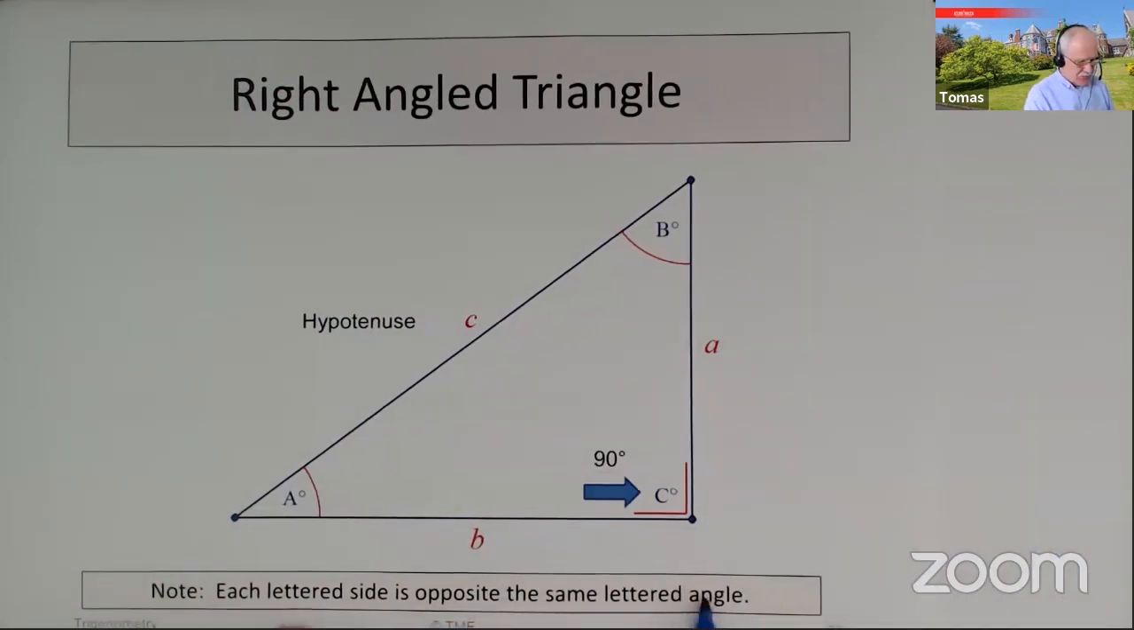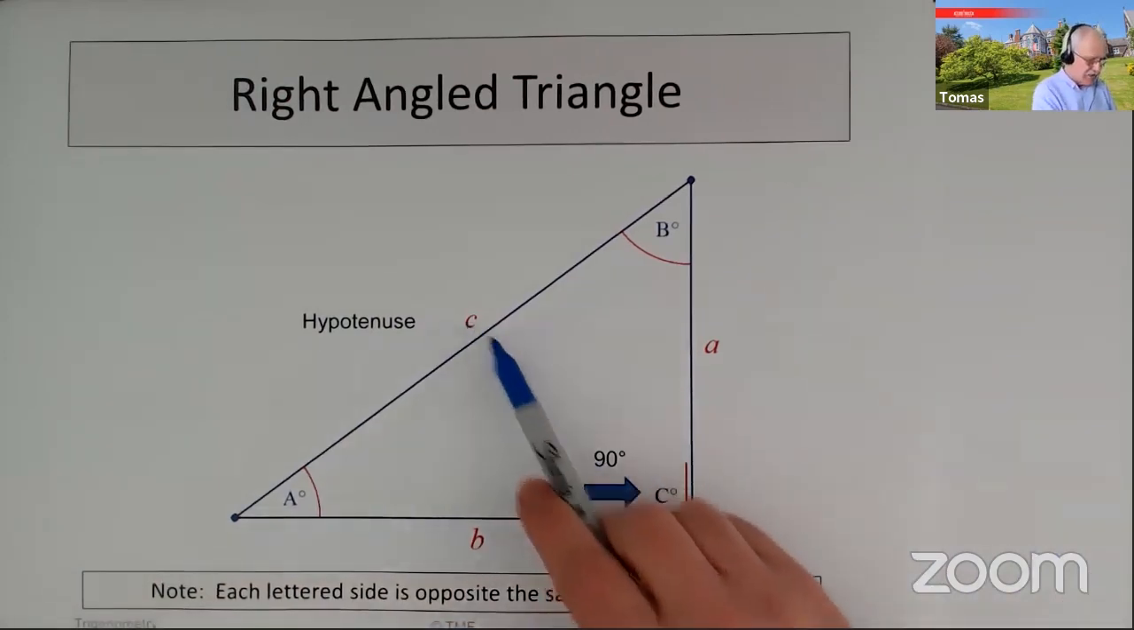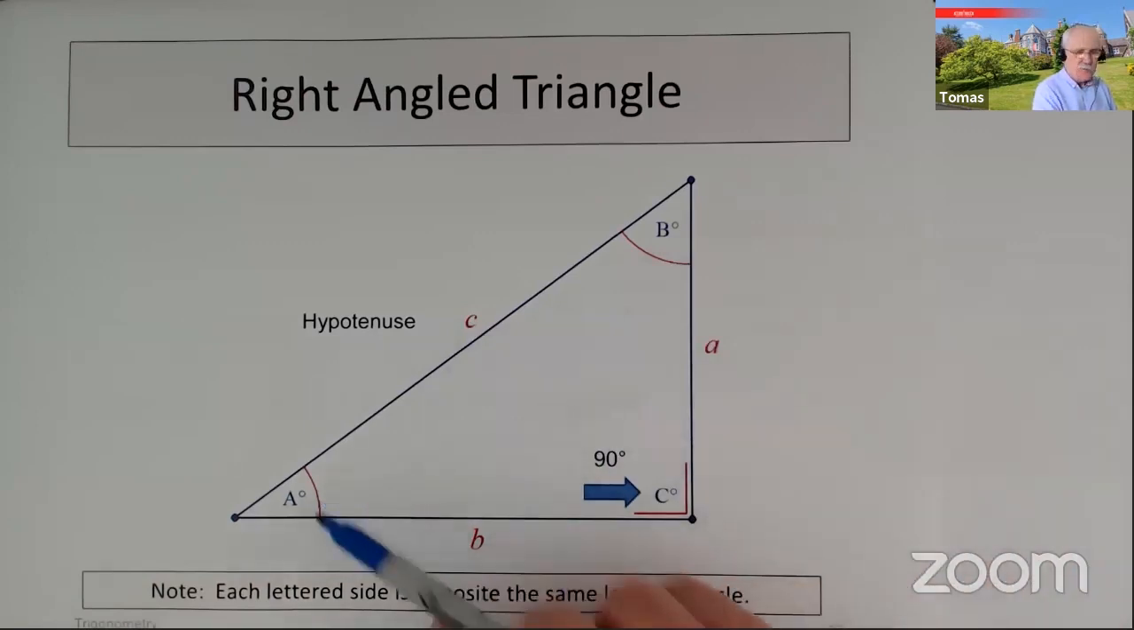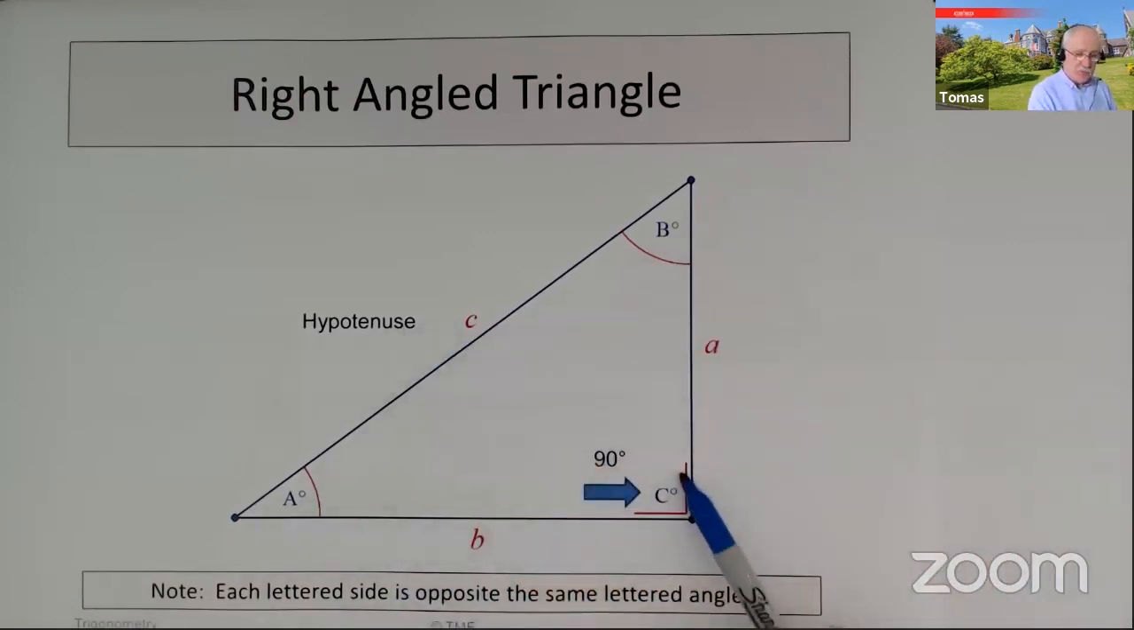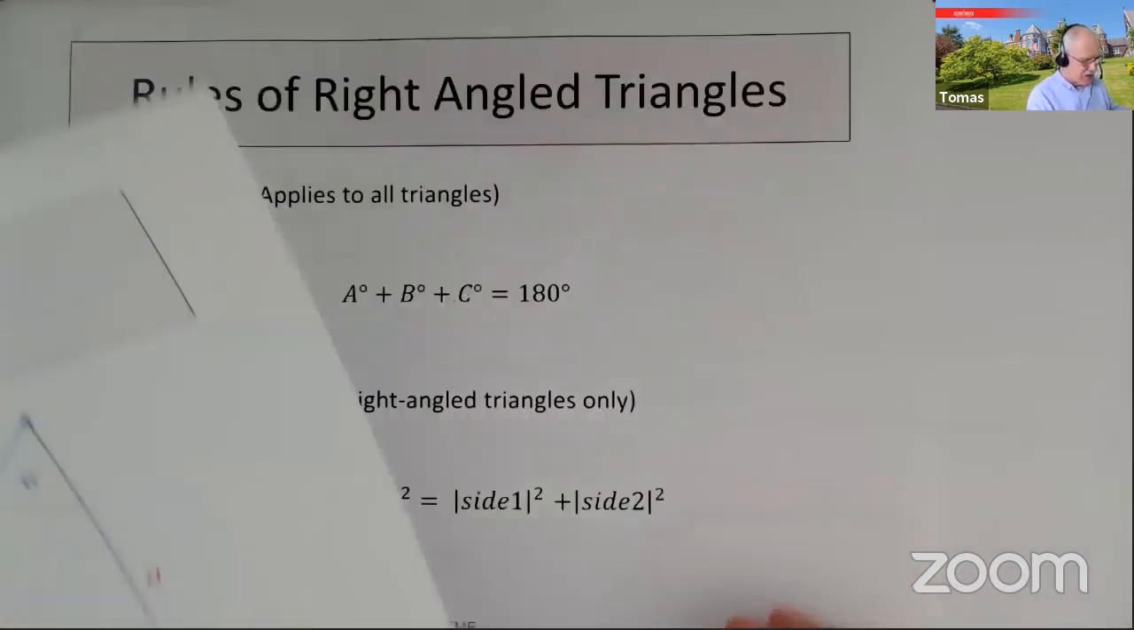Each lettered side is opposite the same lettered angle. It's important that C is opposite C, B opposite B, and A opposite A. The hypotenuse is opposite the 90 degrees. So we're sorted. We're doing questions now on right angle triangles.